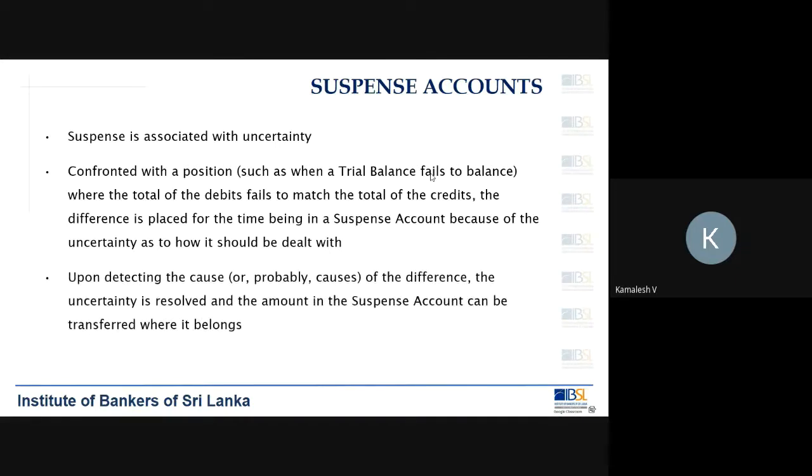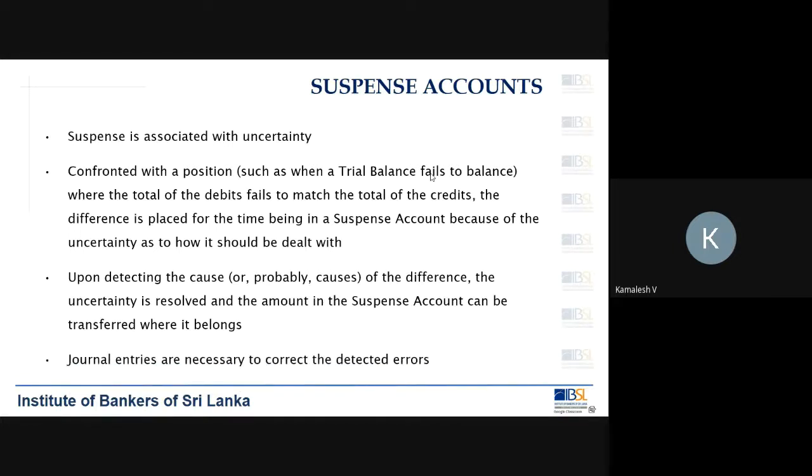So upon detecting the cause of the difference, the uncertainty will be resolved. And parallelly, your suspense account also becomes zero. That is the very important part. Your suspense account has to become zero. Otherwise, there is a problem. Right? So you can create a suspense account to resolve an error in the trial balance. But end of the day, when you finalize your financial statements, you have to ensure that the suspense account balance is zero. That is very, very important.